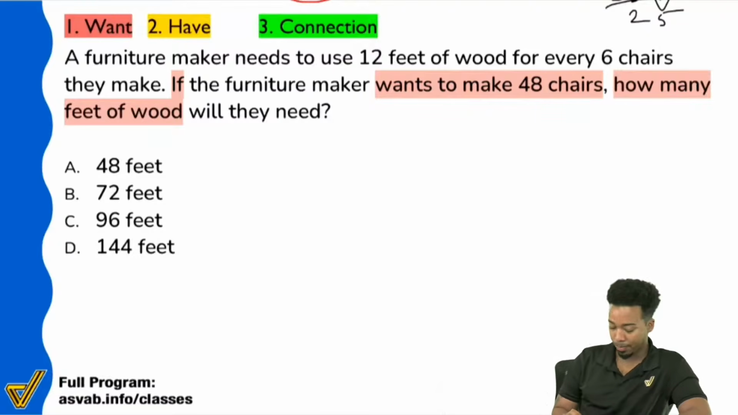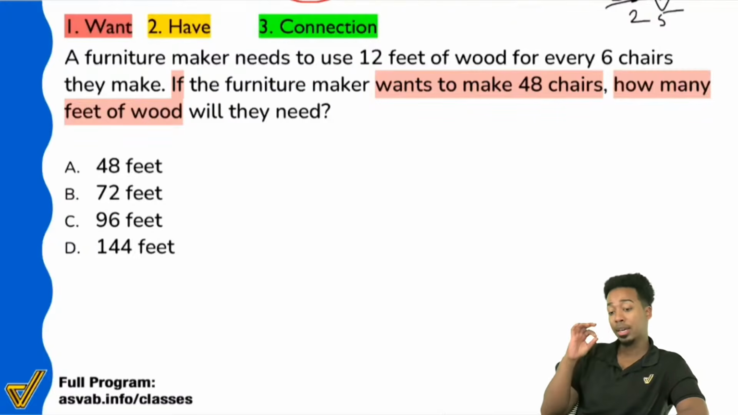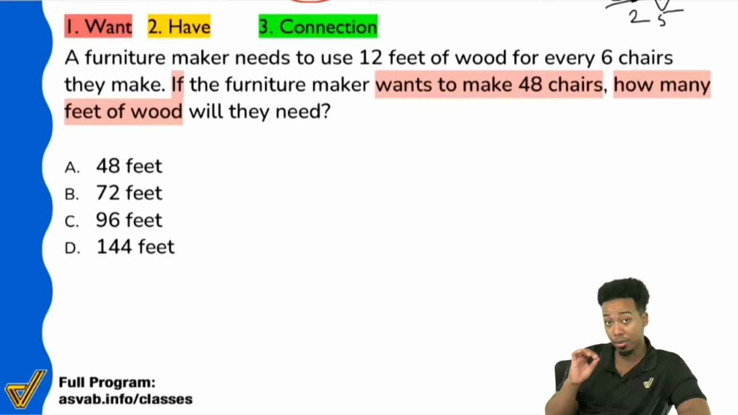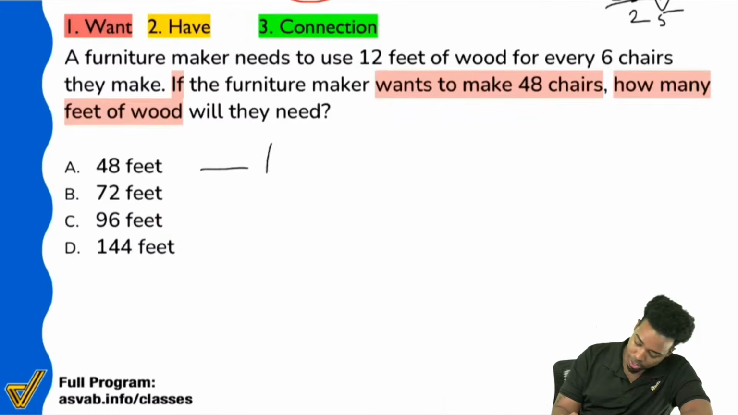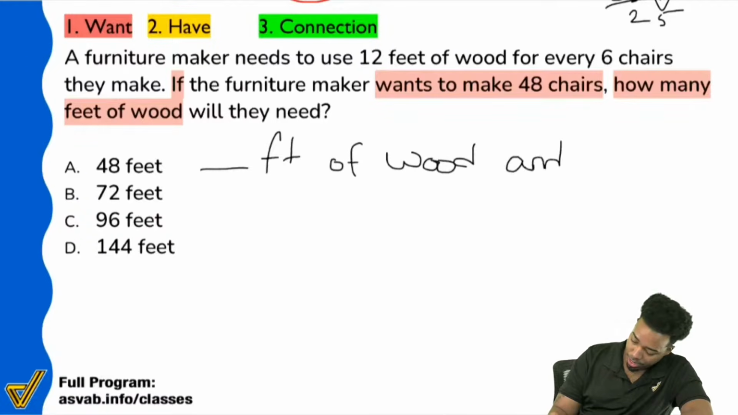So again, everybody, yes or no, do you see that the 48 chairs and the number of feet of wood, those are connected together? Same sentence. If this, then that, right? If this, then how many of that? They're connected. So we'll say blank feet of wood, and that makes 48 chairs.